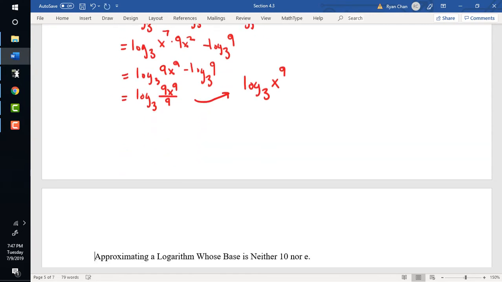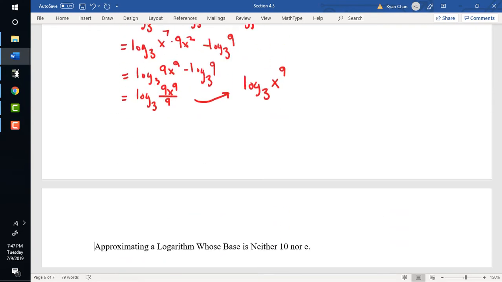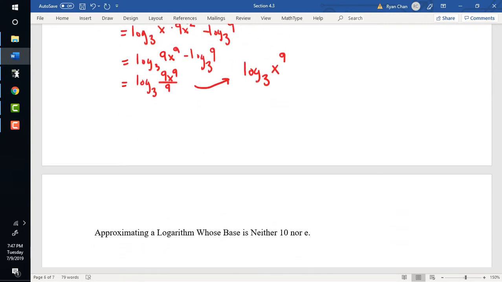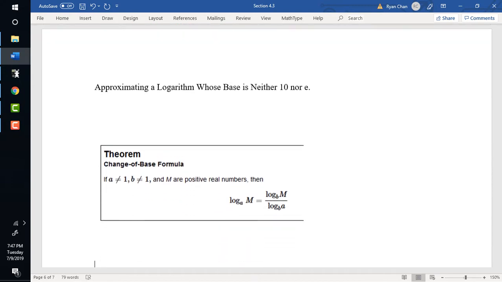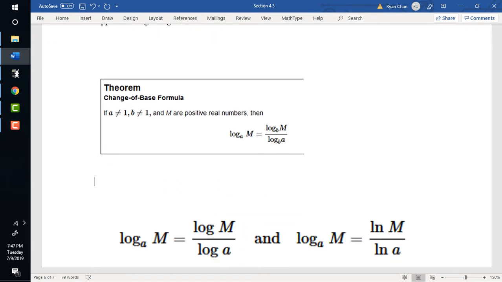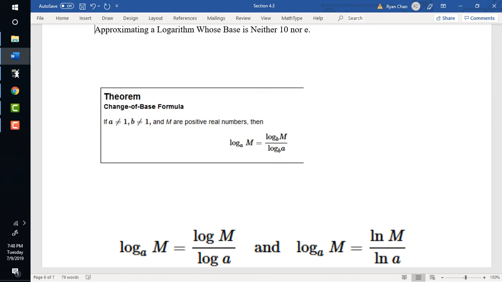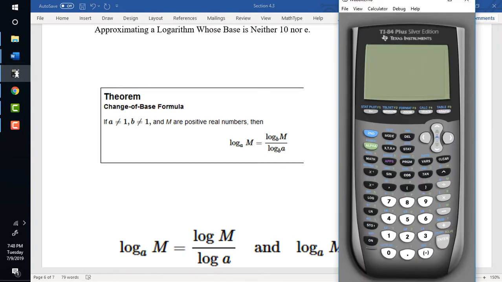Okay, so let's talk about one last thing here. What happens if we have a logarithm which we don't have a base 10 or e? And this is important because remember we talked about this before. If I look at my calculator, I only have natural log, which is base e, or log, which is base 10. But if I want to do base 5 or base 7, what do I do with that? I can't really use my calculator.